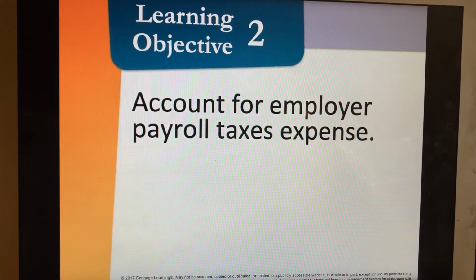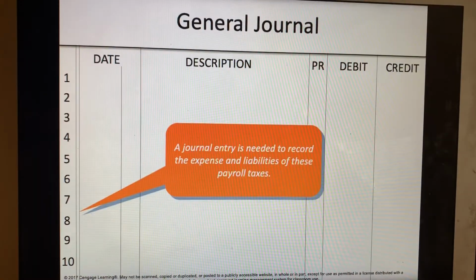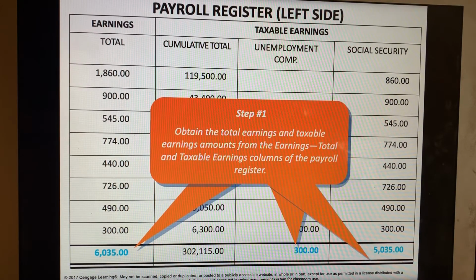So objective two: account for employer payroll tax expenses. A journal entry is needed to record the expense and liabilities of these payroll taxes. Step 1 is to obtain the total earnings of $6,035 and the taxable earnings amounts from the earnings total and taxable earnings columns of the payroll register.